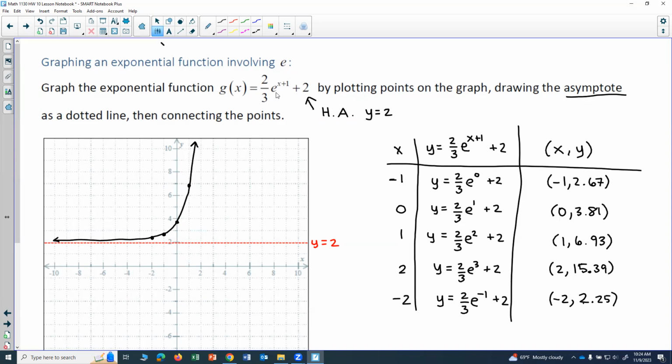So we graph with the e the same way that we graphed our basic exponential functions like y equals 5/3 to the x. We pick x values, plug them into the equation, get our ordered pairs, plot them, and then connect them. The horizontal asymptote depends on what you have added or subtracted to your function.